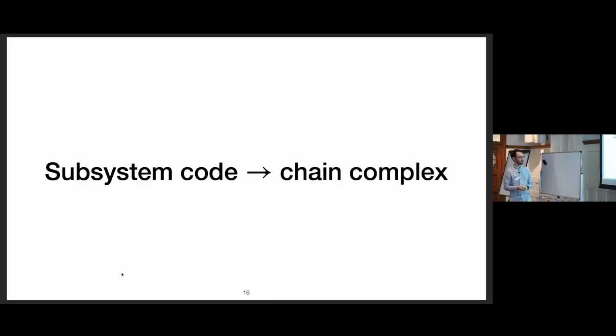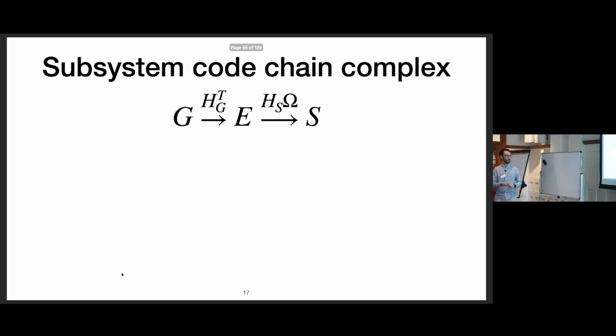Moving on then. Now I want to go from a subsystem code to a chain complex, and I think the equivalence, let's say, of CSS codes and chain complexes is very well known. This idea of doing it for subsystem codes, I haven't actually seen it before in the literature, but I think it's some folklore thing, so I think people do know about it. But the idea is this: we're going to think about this chain complex, and I'll explain what all these things are just now.